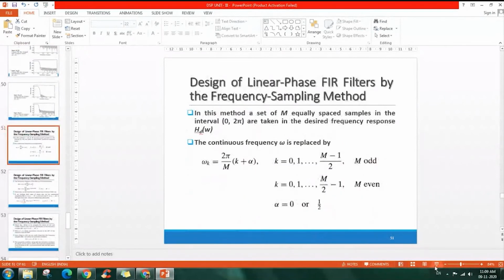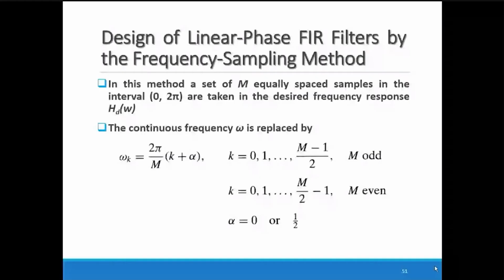Okay, design of linear phase FIR filters by the frequency sampling method. I think we already discussed the frequency sampling method in the filter structure. So now we continue with this frequency sampling method for designing linear phase FIR filters. In this method, a set of m equally spaced samples in the interval 0 to 2 pi are taken in the desired frequency response HD omega.